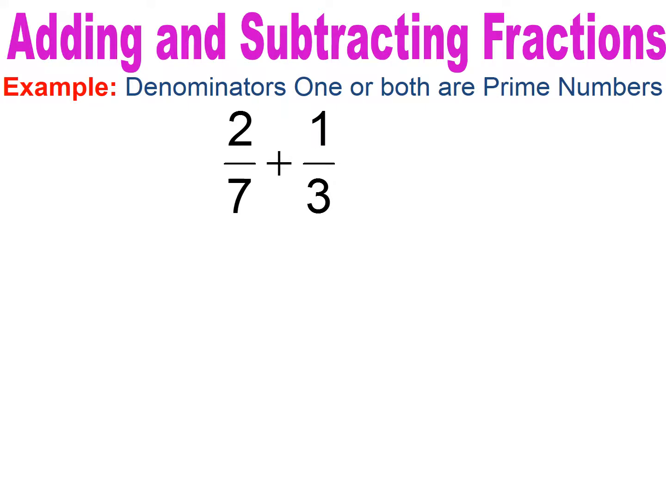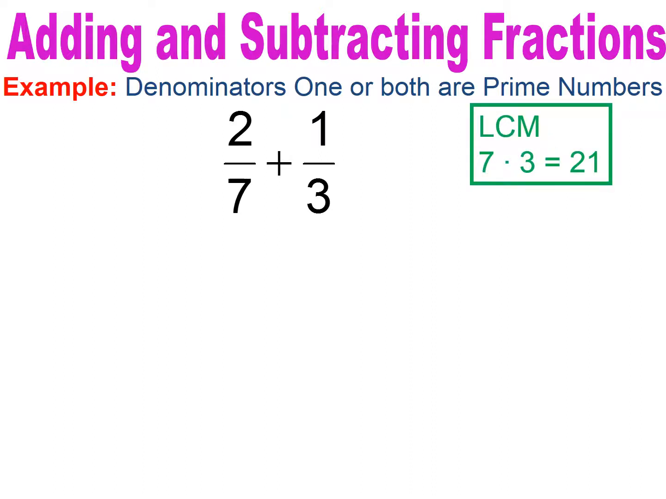This next example, again, you want to check, does the smallest number divide evenly into the larger? And in this case, it does not. 3 doesn't divide into 7. But I do note that 3 and 7 are both prime numbers. So the only way to get the least common multiple is to multiply the two denominators together. So I multiply 7 times 3 and I get 21. So my common denominator is going to be that least common multiple of 21.